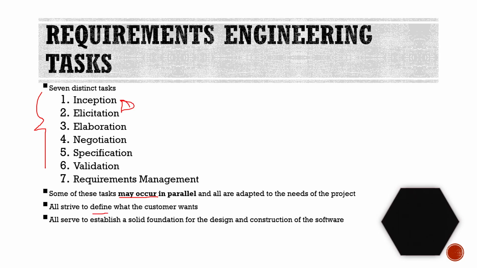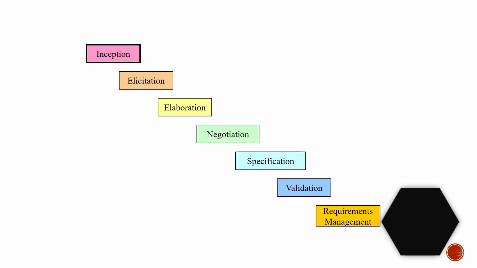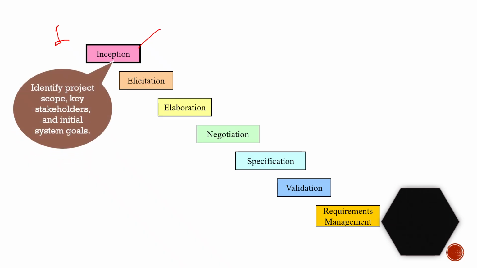We start to define what the customer wants. These are designed to the demand of the customer. All are served to establish a solid foundation for design and construction of software. Okay, the very first step is inception. In inception, we identify the project scope, key stakeholders, and initial system goals.